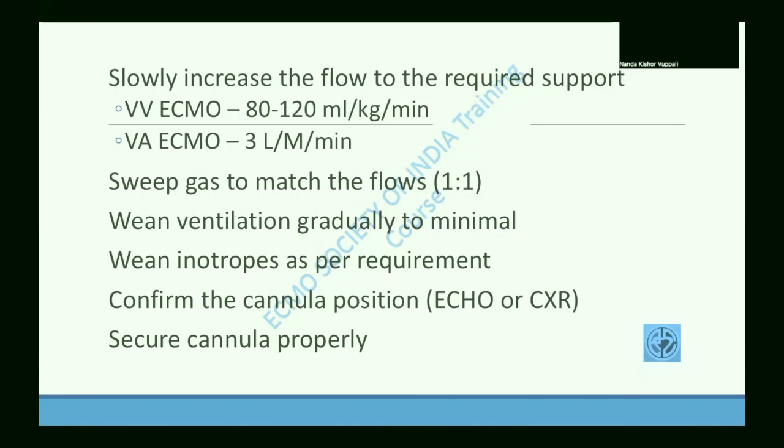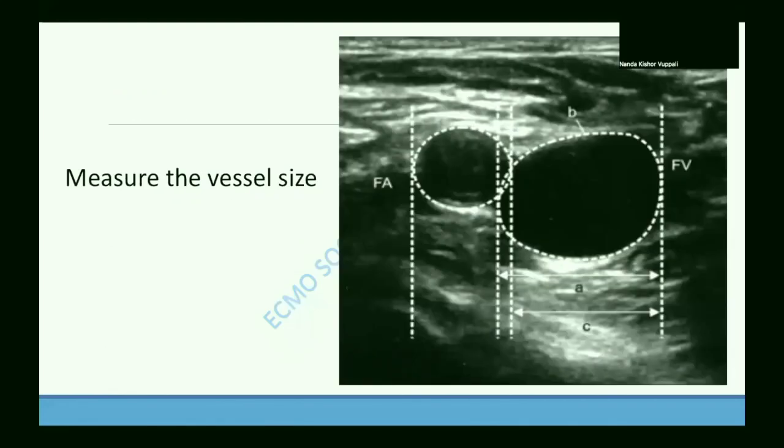But we probably may need to come off vasopressors, but leave some amount of inotropy in the background. So once you get adequate flows and the patient stabilizes, you confirm the cannula position. Usually what we tend to do is a bedside echo, by transthoracic echo, looking at the cannula position and secure the cannulas. And then later on we get X-rays to confirm the cannula position.